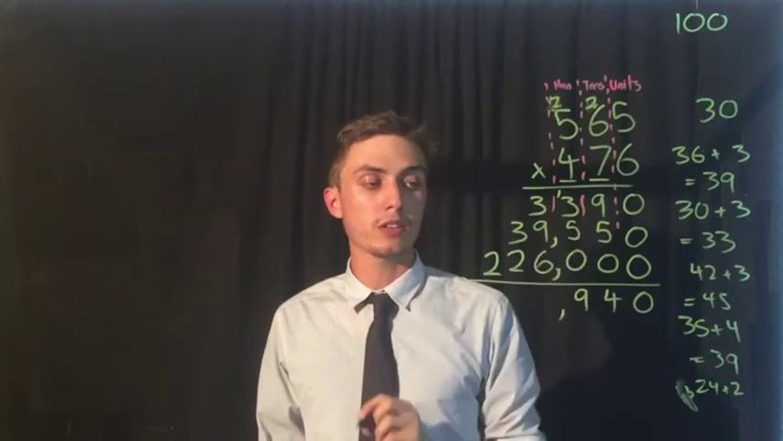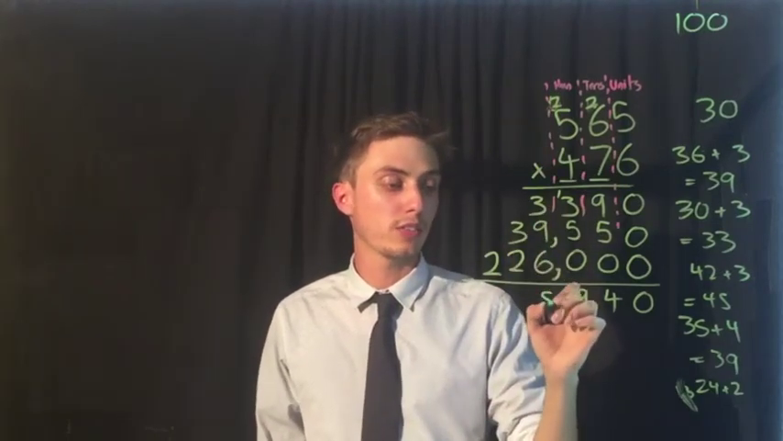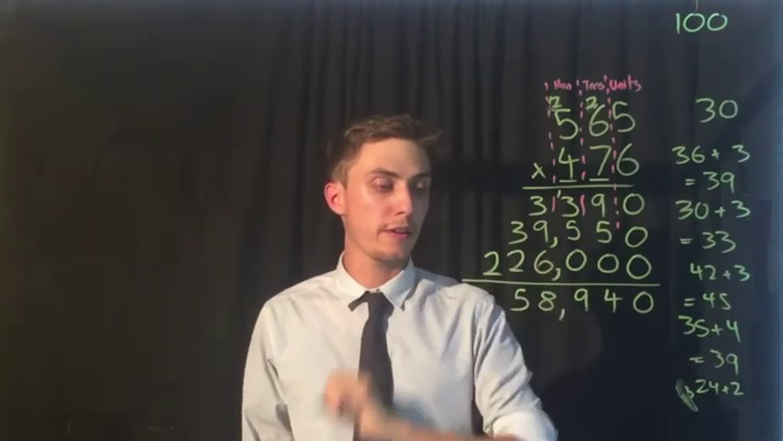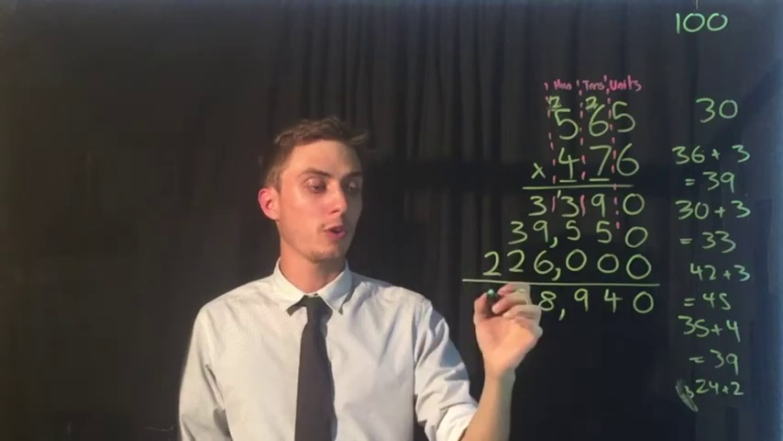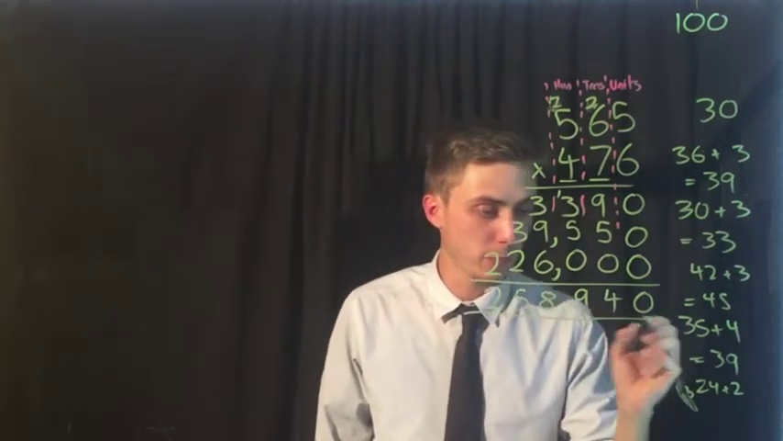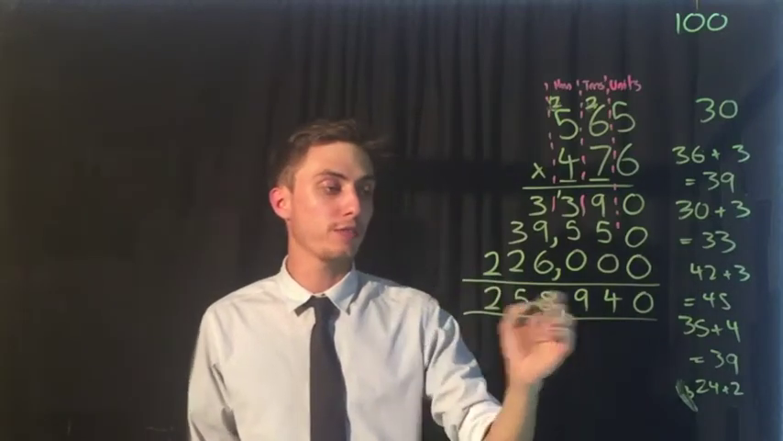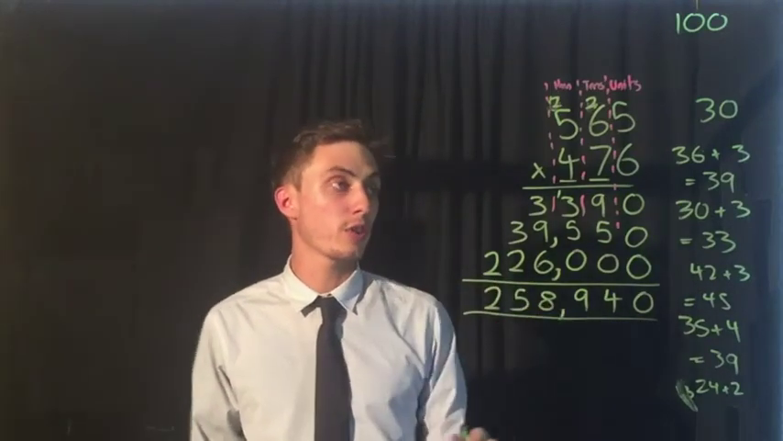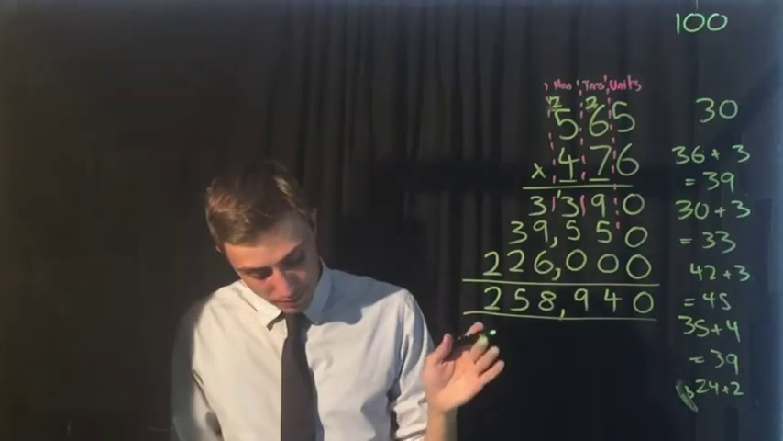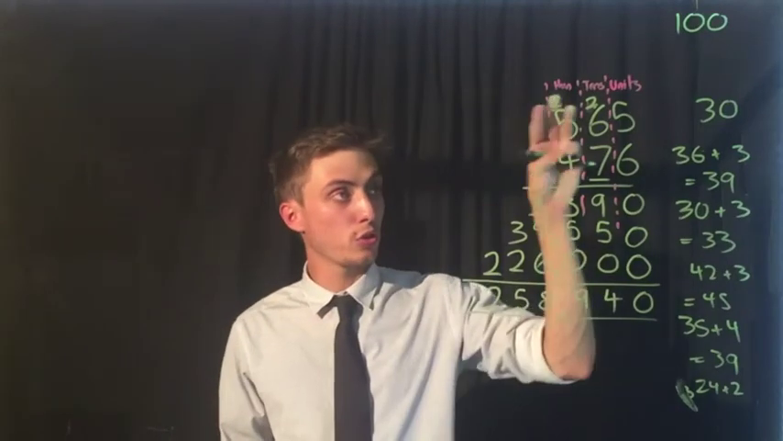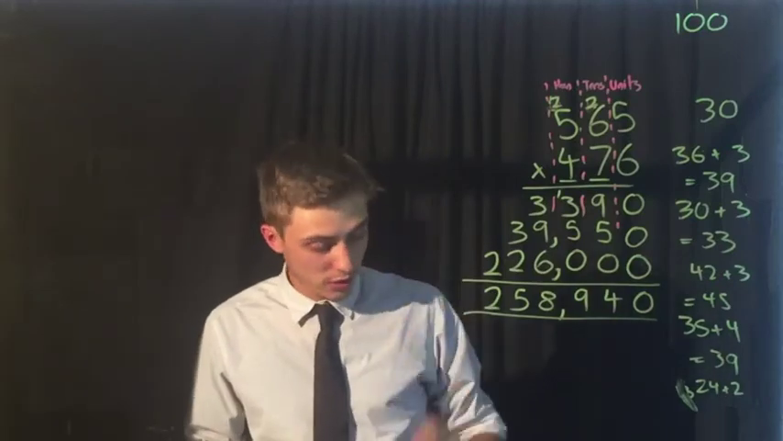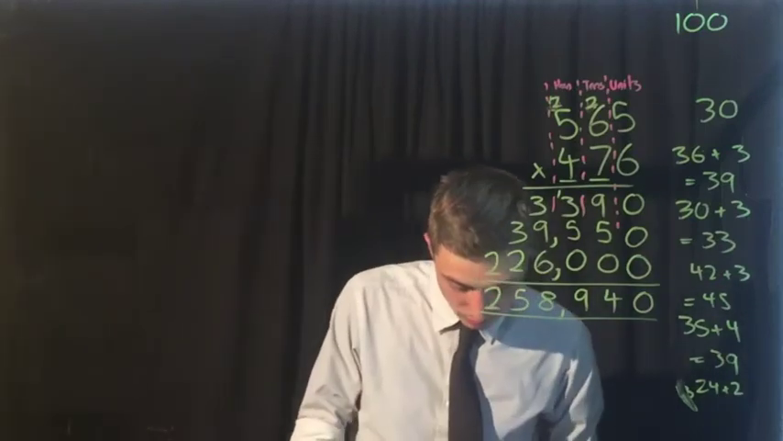3 plus 9 is 12, plus 6 gives us 18. 3 plus 2 gives us 5, and 2, all on its own there, is 2. So our answer ends up being 258,940. Fantastic. Right, so I've just shown you how to do 2 3-digit multiplications. Things to keep in mind as you do these.